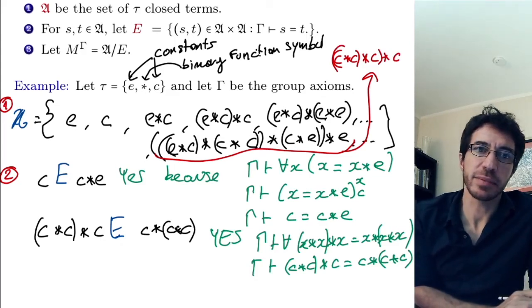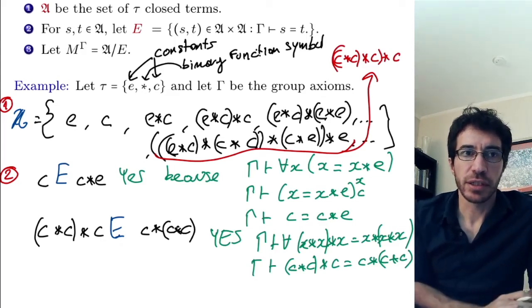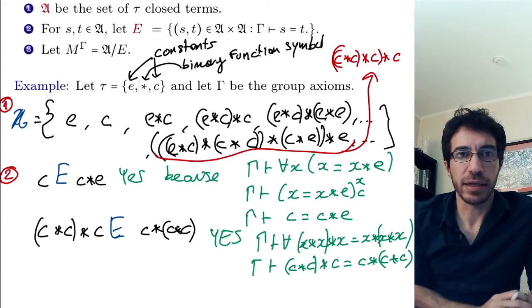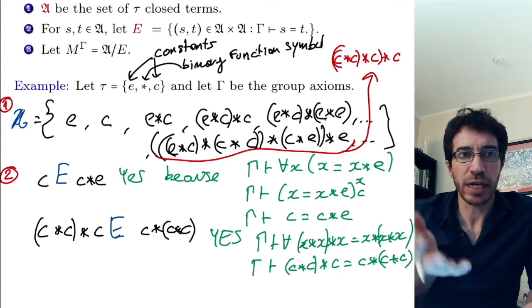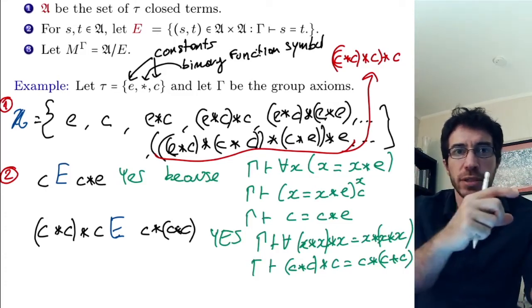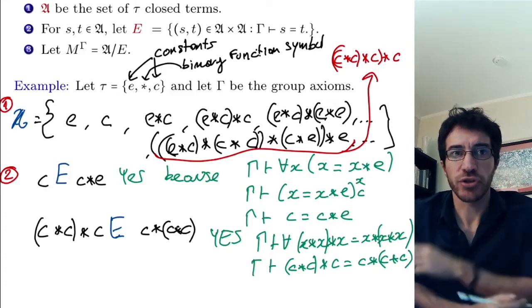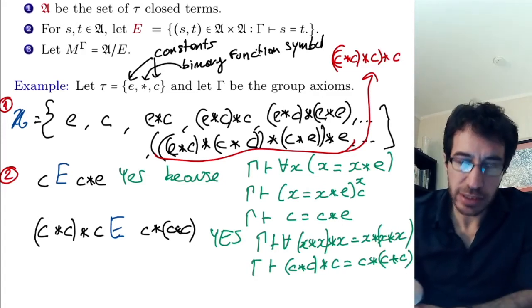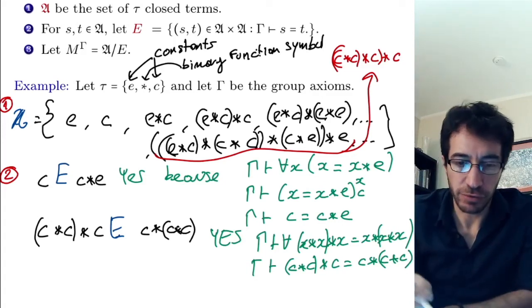That's because we know from the previous two things that gamma is going to be able to prove that those two are equal, because gamma can show that E is the identity and can show associativity, which allows you to move the parentheses whichever way you want. So gamma can show that these two are equal. Essentially, all the terms are going to be of that form.